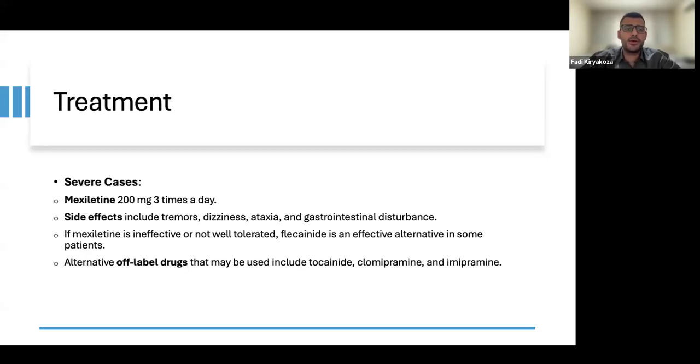In severe cases, our main treatment is mexiletine, which is a class 1B antiarrhythmic drug. Its side effects include tremor, dizziness, ataxia, and gastrointestinal disturbances. And these gastrointestinal disturbances may make some patients unable to tolerate mexiletine. In these cases, flecainide is an alternative in some patients. Other off-label drugs are used. These may include tocainide, clomipramine, and imipramine.